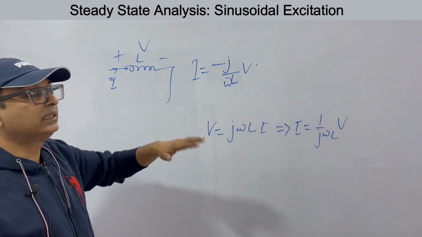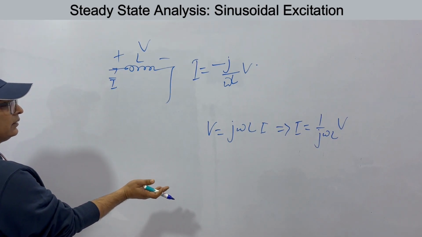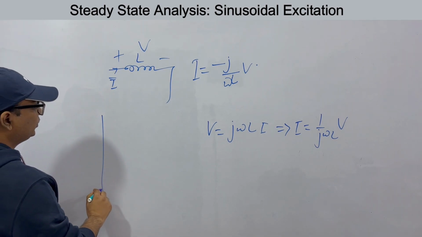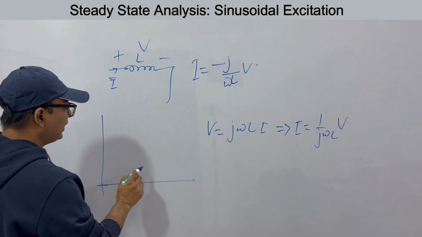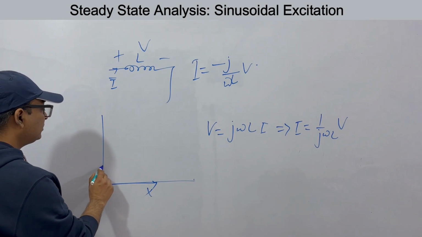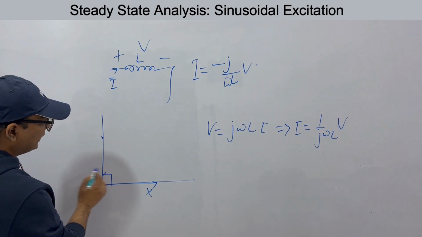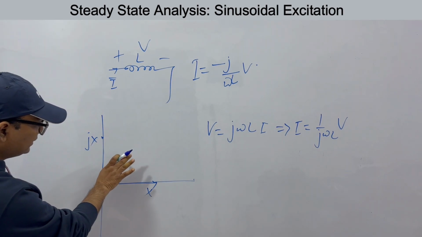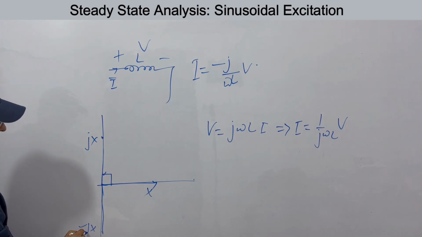What is the meaning of minus j? You must understand, j turns a vector by plus 90 degrees. That is, if you have a vector, let's say x, then if you say jx, the magnitude will be the same, and it has been turned by 90 degrees. And when you say minus jx, this is jx, and when you say minus j, it means minus 90 degrees. That is this minus jx.